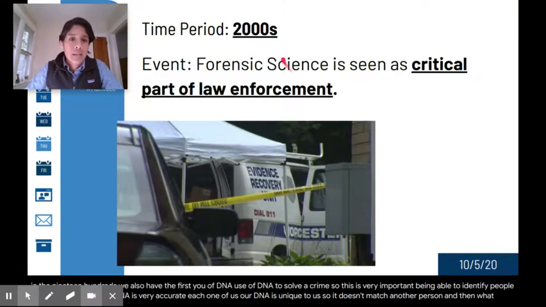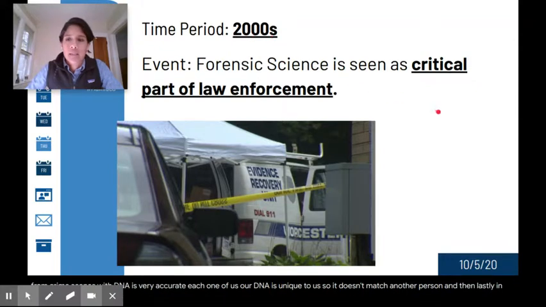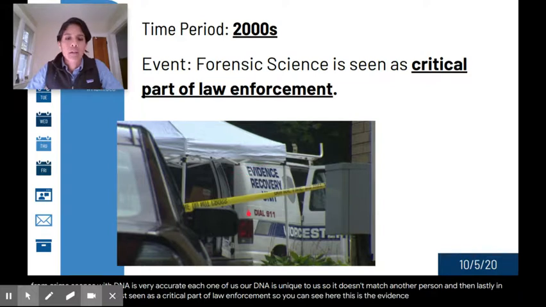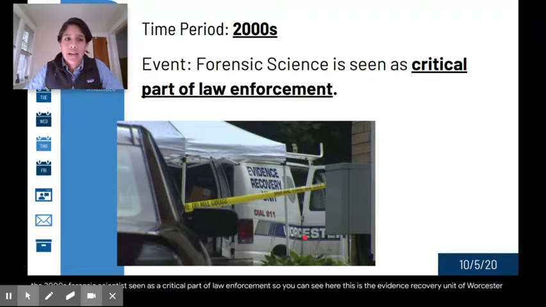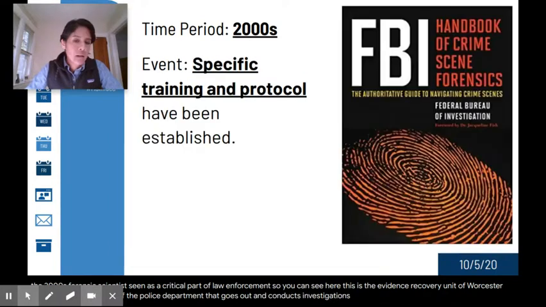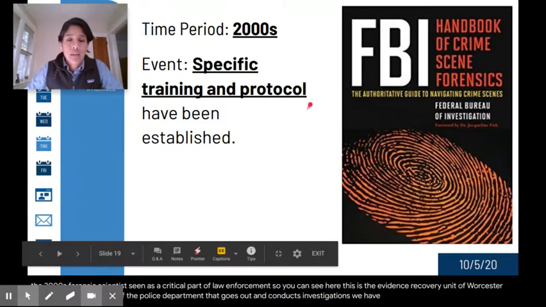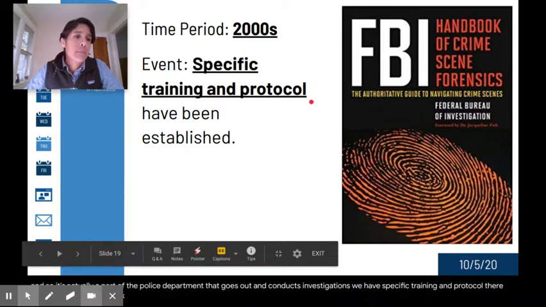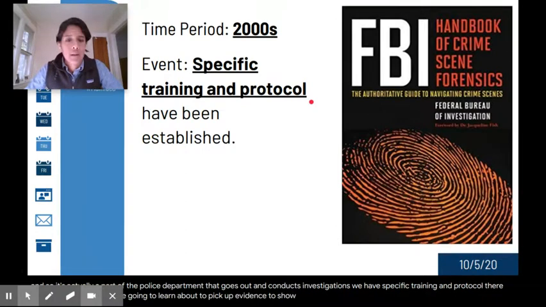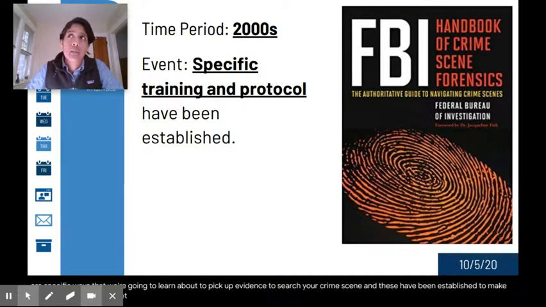And then lastly, in the 2000s, forensic science is seen as a critical part of law enforcement. So you can see here, this is the evidence recovery unit of Worcester. And so it's actually a part of the police department that goes out and conducts investigations. We have specific training and protocol. There are specific ways that we're going to learn about to pick up evidence, to search a crime scene. And these have been established to make sure that evidence is not damaged or tampered with and can be used reliably in court.